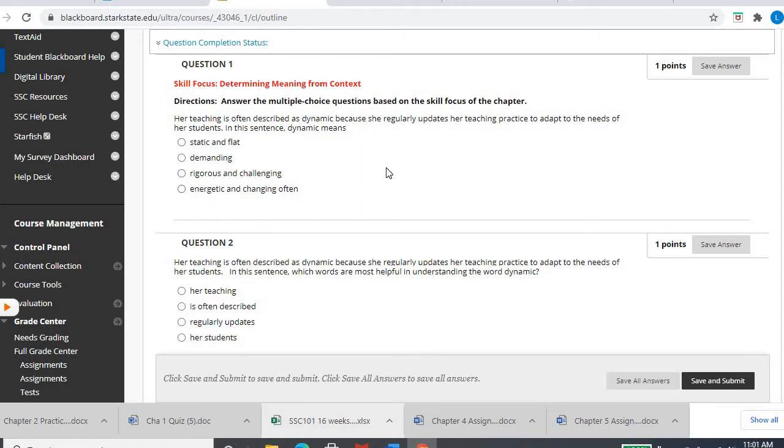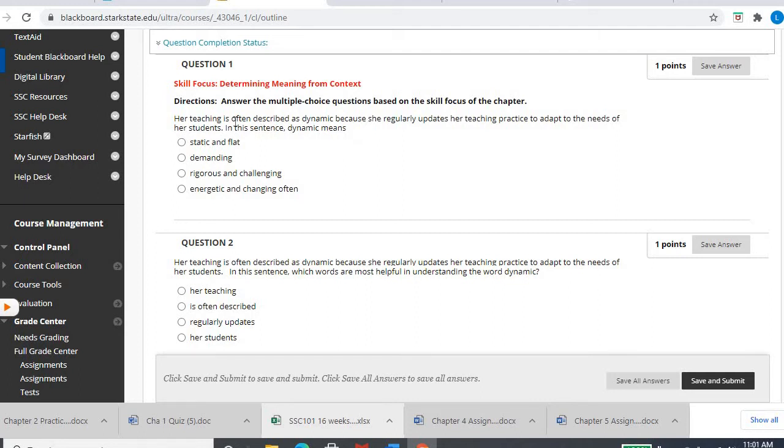So questions 1 and 2 use the sentence, her teaching is often described as dynamic because she regularly updates her teaching practice to adapt to the needs of her students. It is often described as dynamic. So in this sentence, dynamic means.